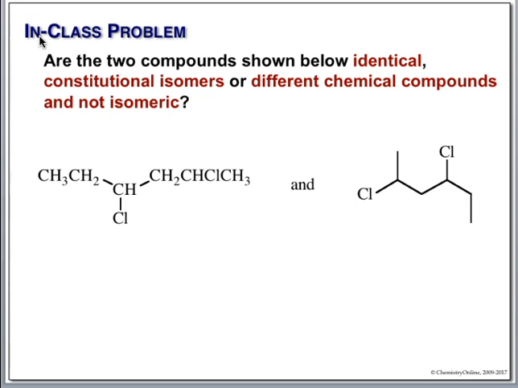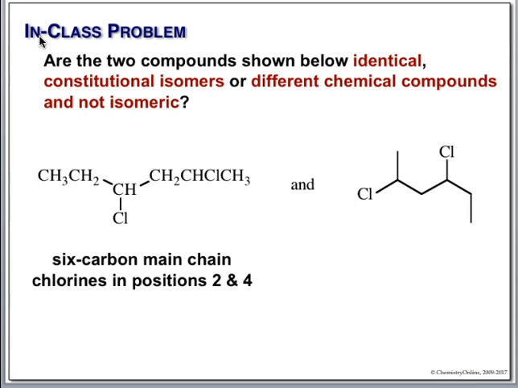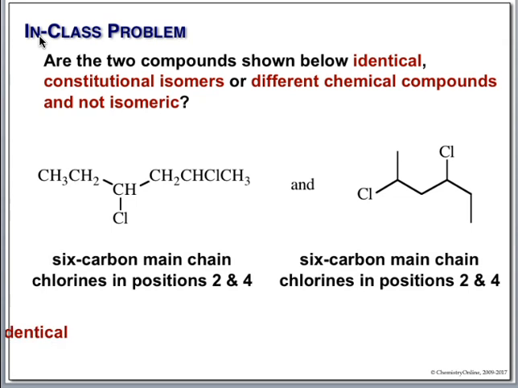Now the way to do this is to look here and say, okay, what's our longest chain? 1, 2, 3, 4, 5, 6. Right? We all see that. Over here we have 1, 2, 3, 4, 5, 6. They both have 6 carbon parent chains. All right, this one has a chlorine on carbon 2 and a chlorine on carbon 4. This guy, well, I started here. Let's start here. 1, 2, chlorine on 2, 3, 4, chlorine on 4. 6 carbon main chain, chlorine on 2 and 4. These are identical.